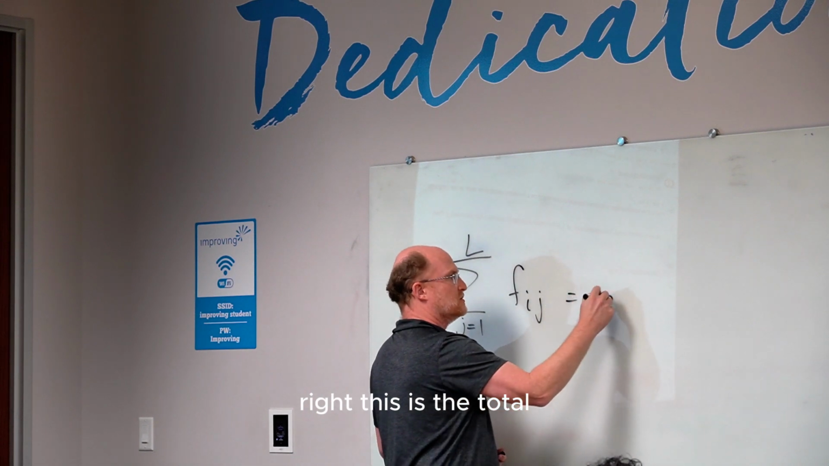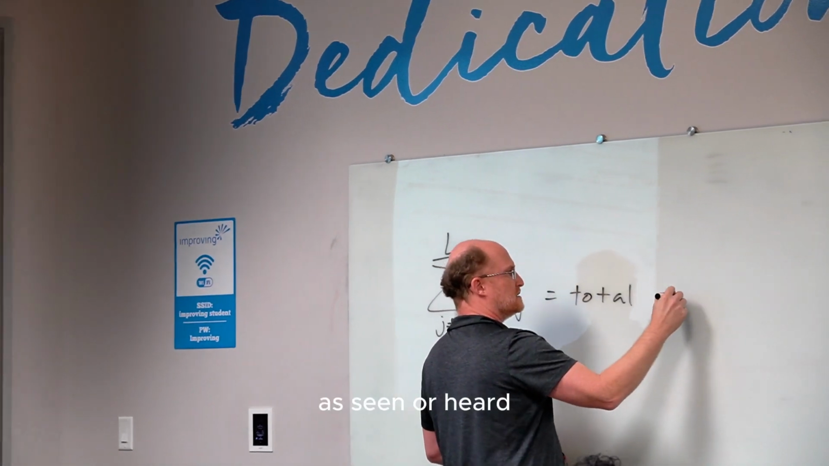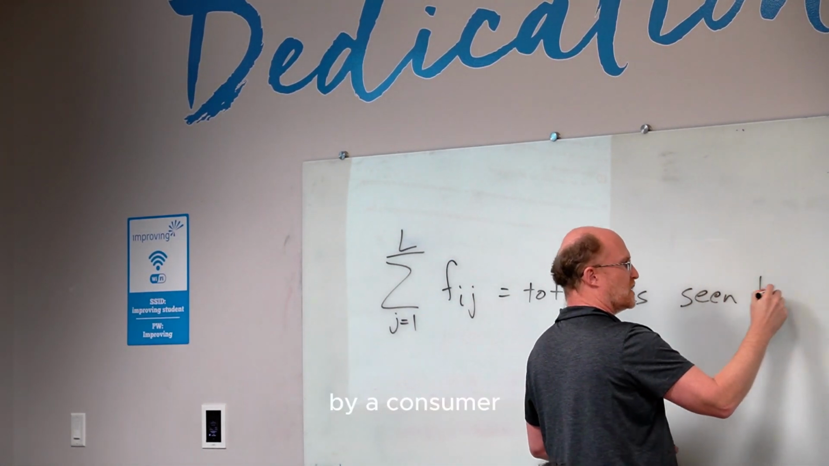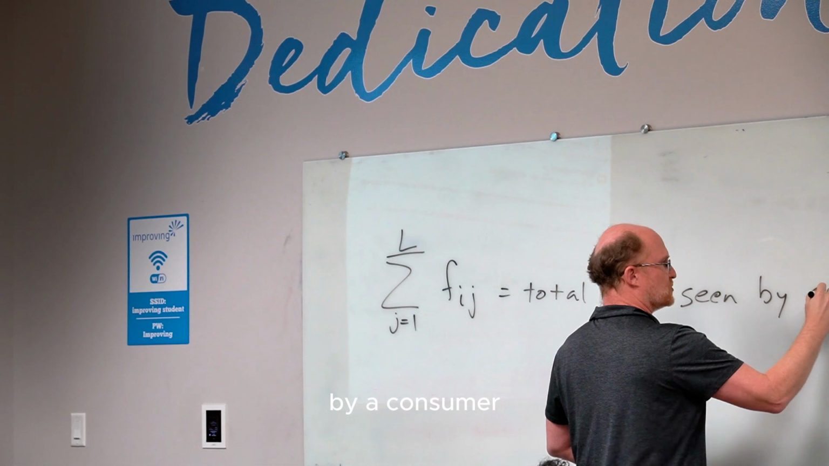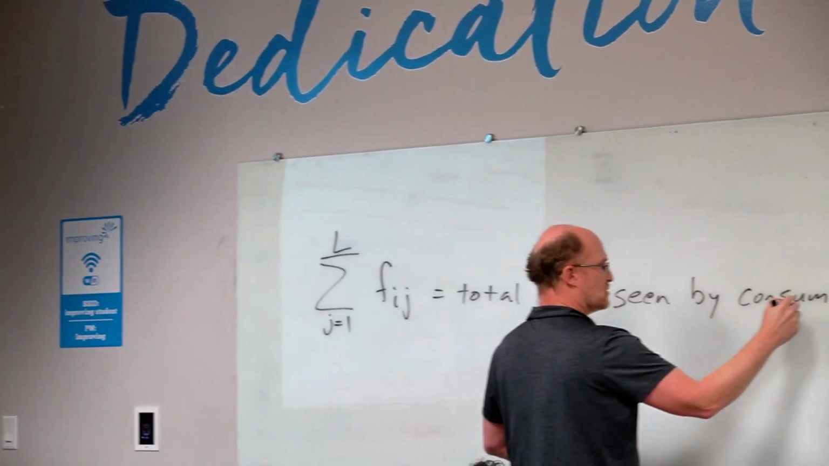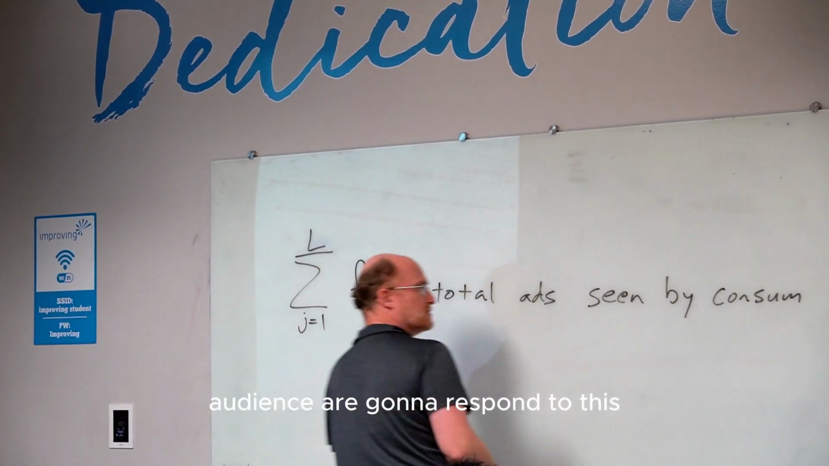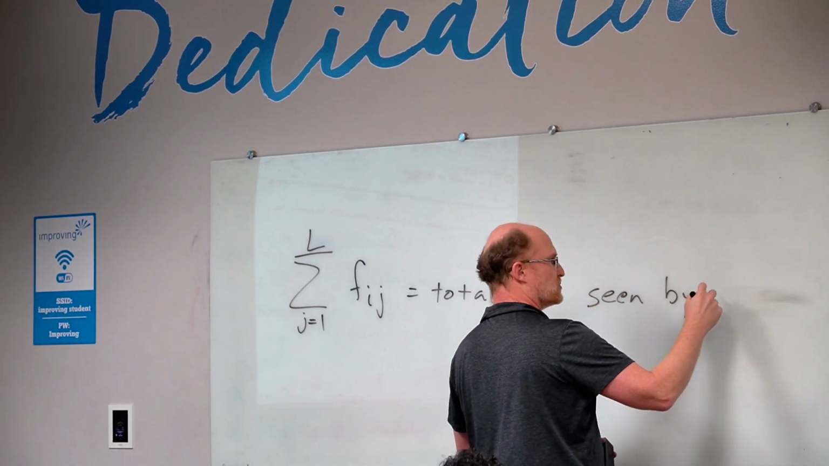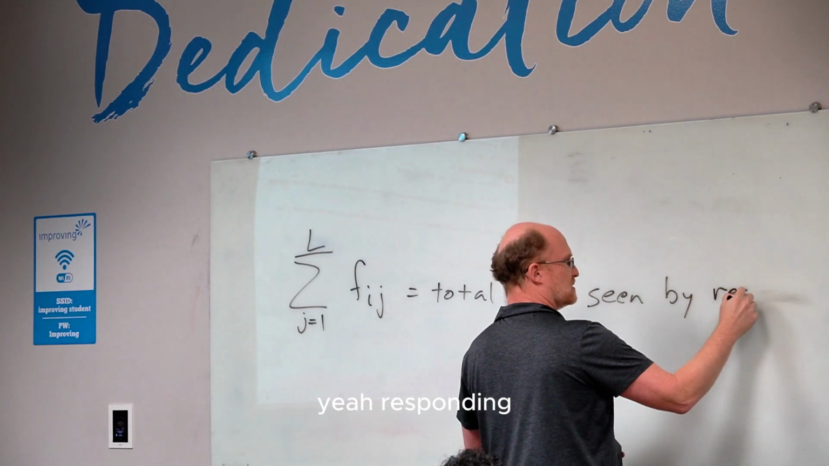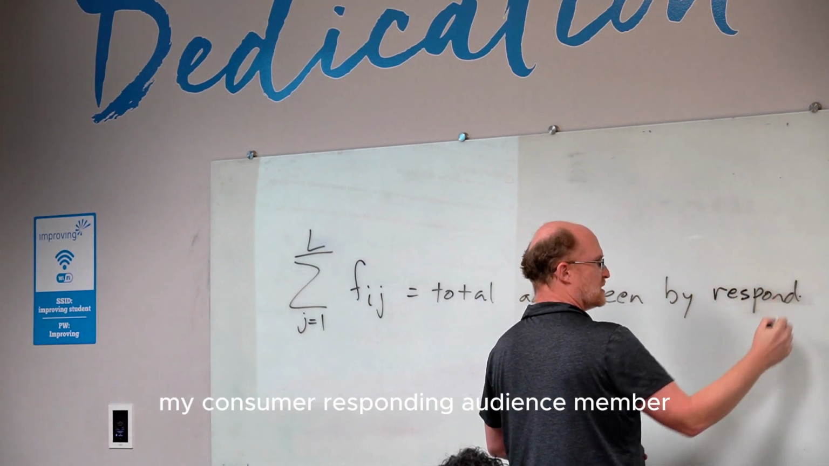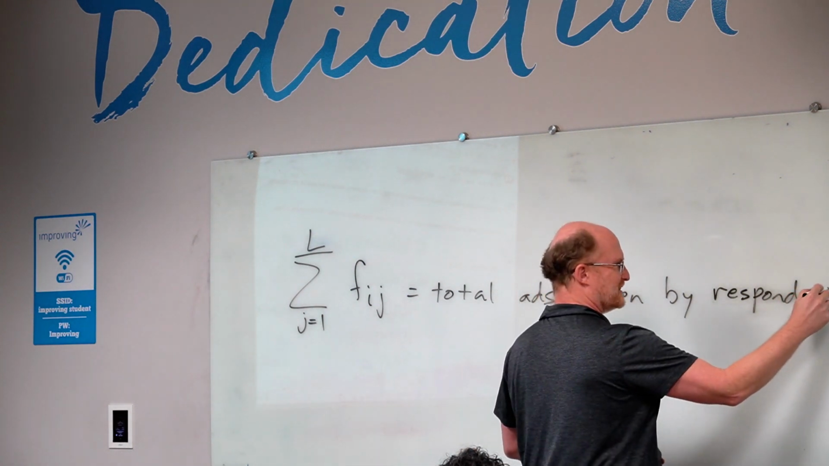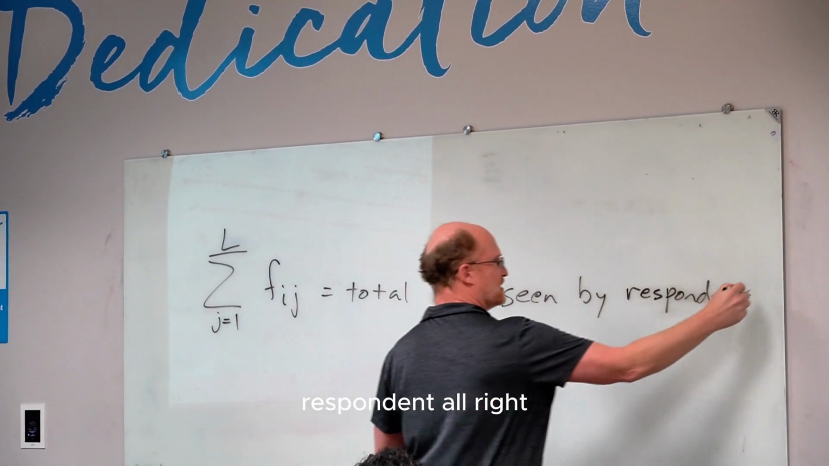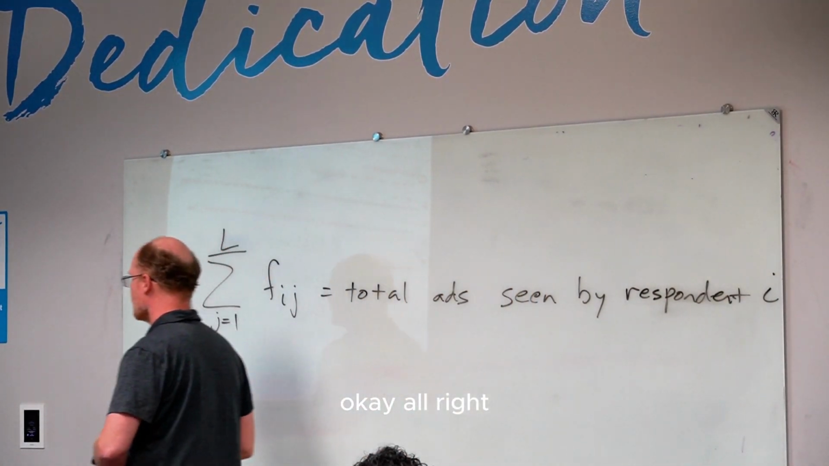This is the total ads seen or heard by a consumer. Maybe I should say audience member, or respondent, if we're talking about a survey. But you can treat all those terms as interchangeable: consumer, respondent, audience member. This is like your A, respondent i.